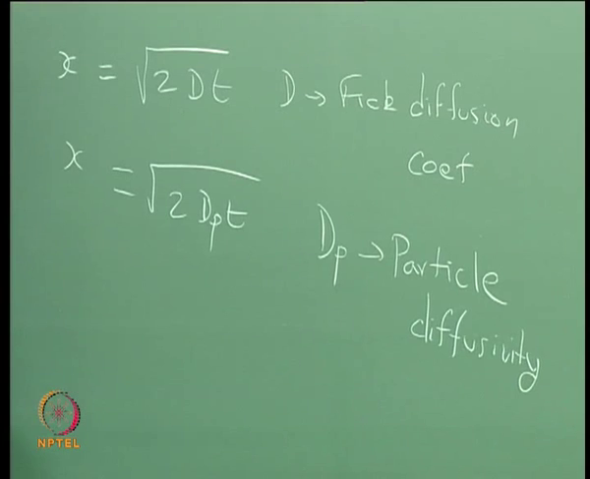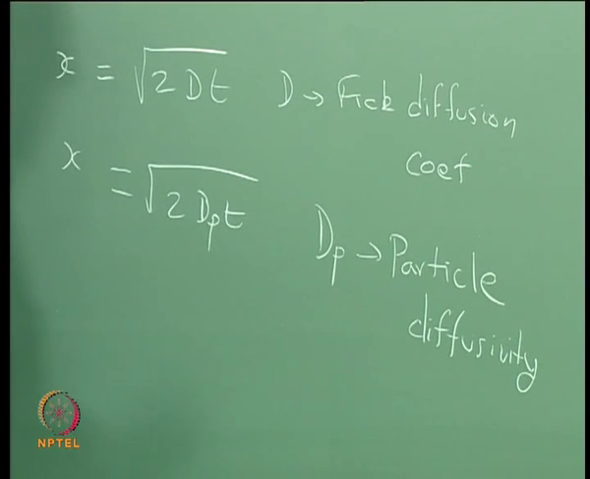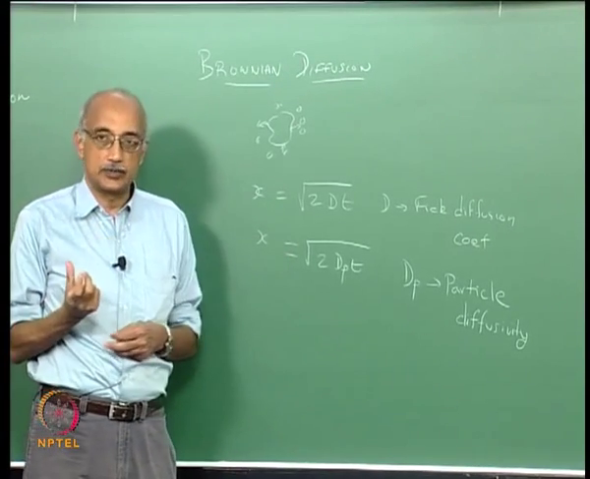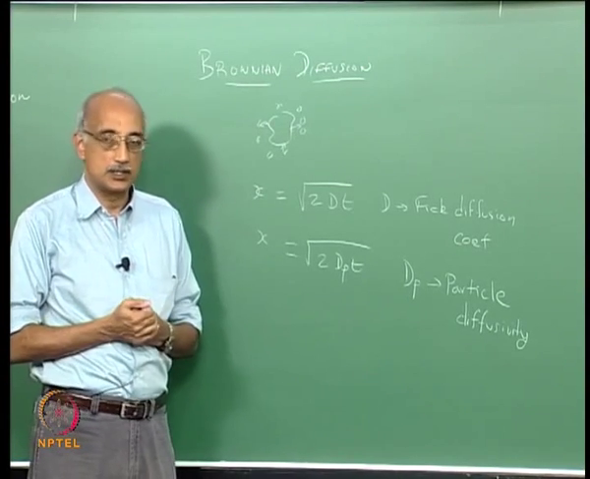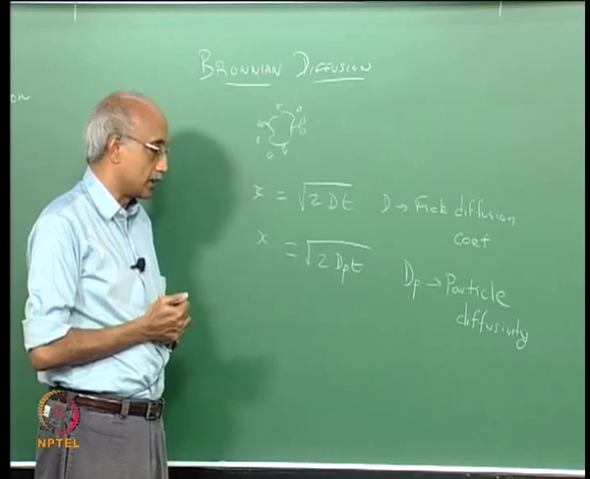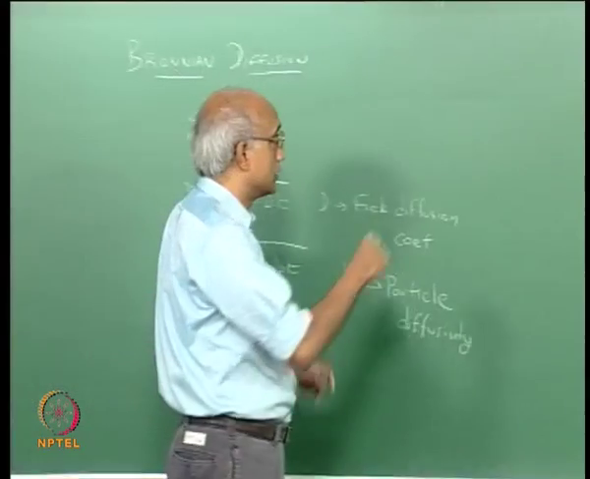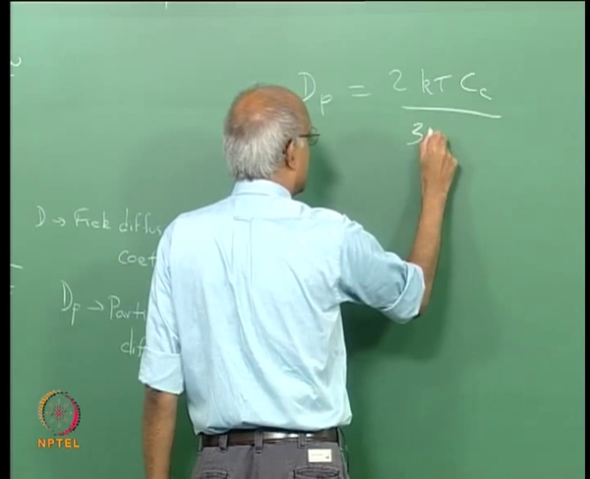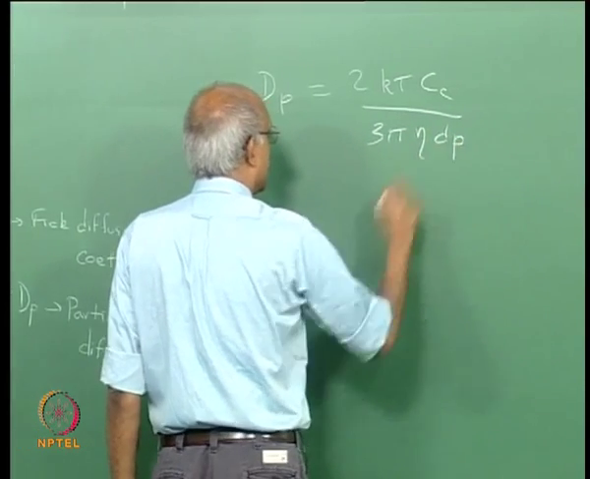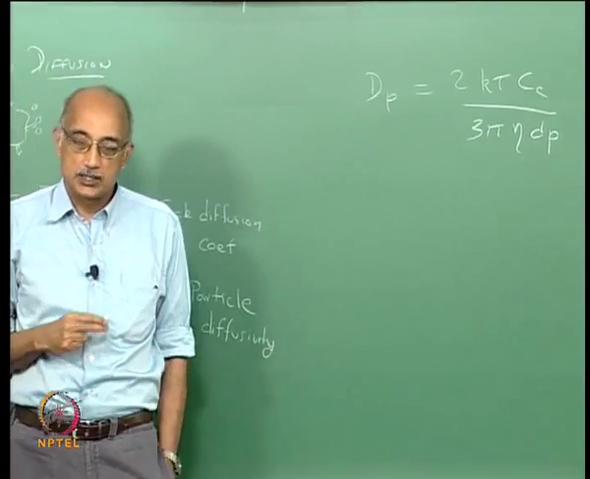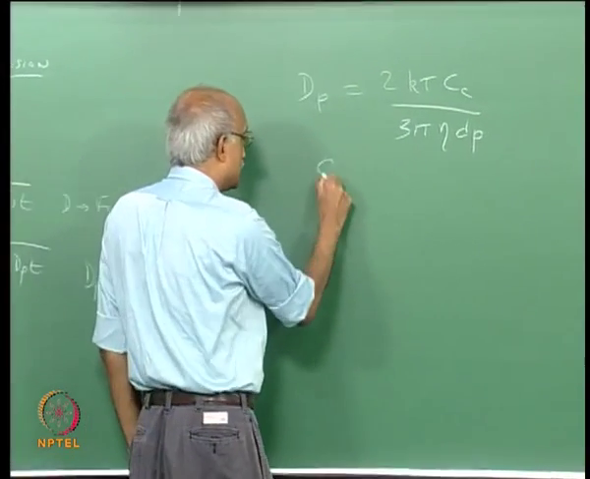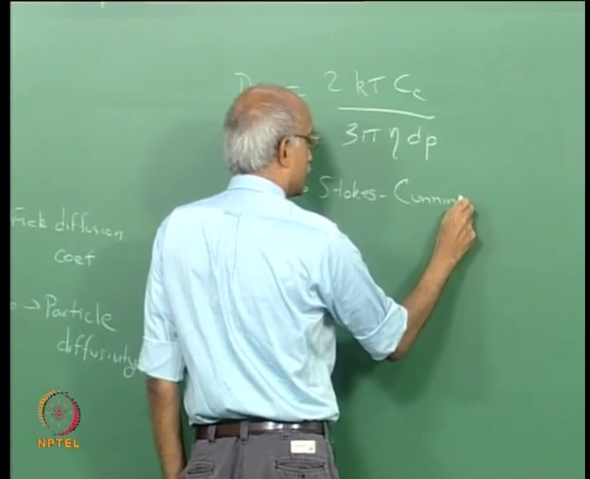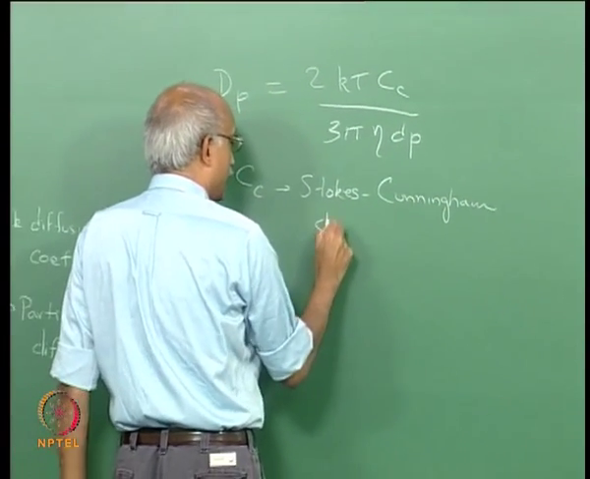So these equations basically say that the particles will experience a net movement due to these repeated and random collisions, and it goes as the square root of both the diffusivity as well as the time over which the diffusion process is occurring. The particle diffusivity itself is defined by 2 kT Cc over 3 pi eta dP, where k is the Boltzmann's constant, T is the temperature. Again, the Cc factor is the Stokes-Cunningham slip correction factor.